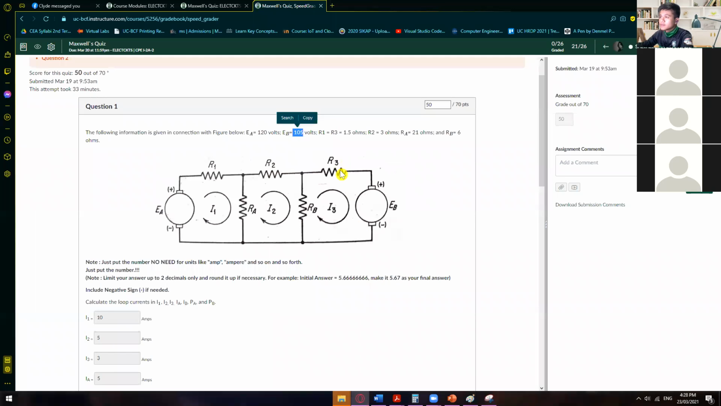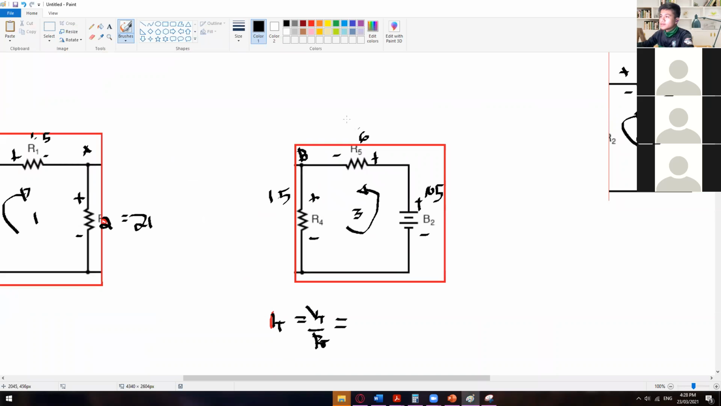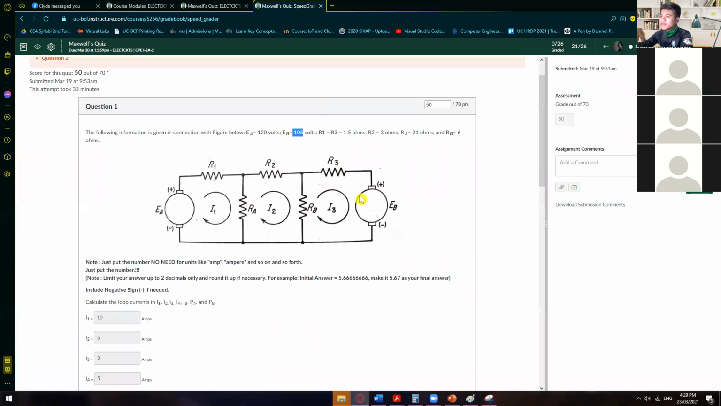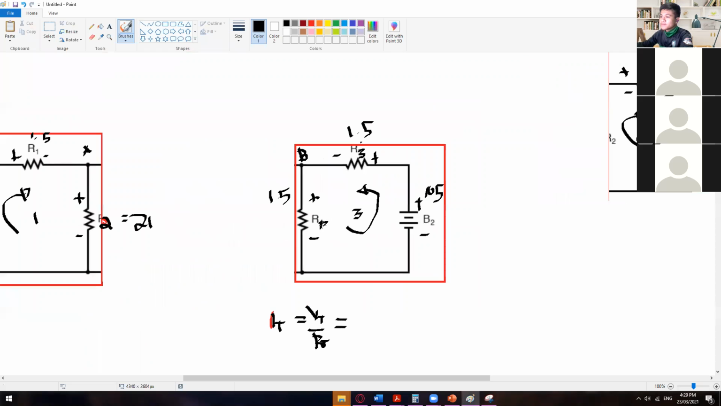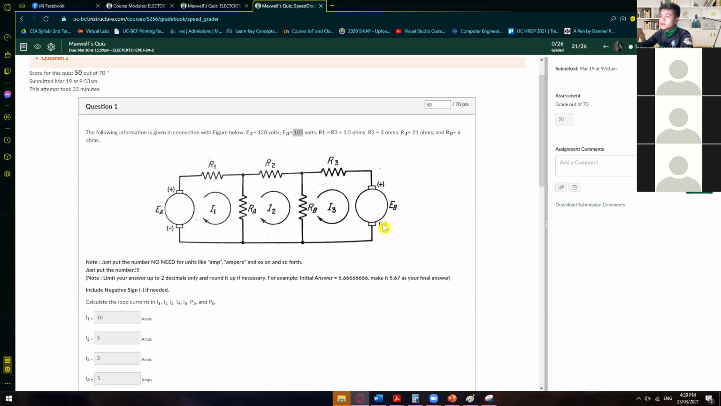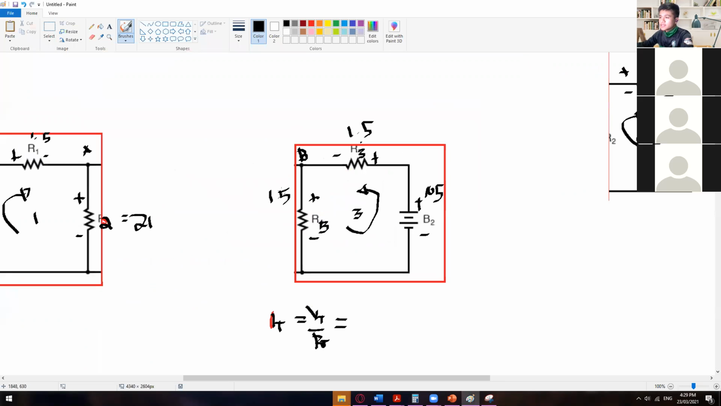R4? Let me check. R3 is 1.5, sorry, this is not 6. So they just have different labels or meanings. So this is R3, okay? And this is RB. So I'll just put that one to avoid confusion. And this one, RB right here, is 6.